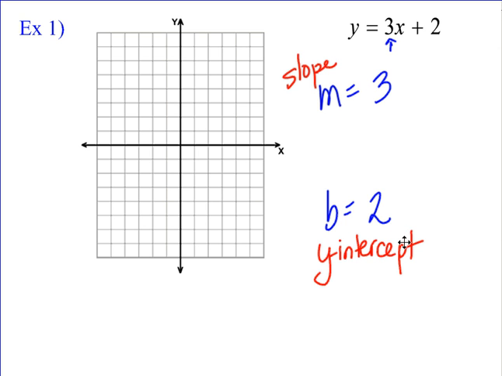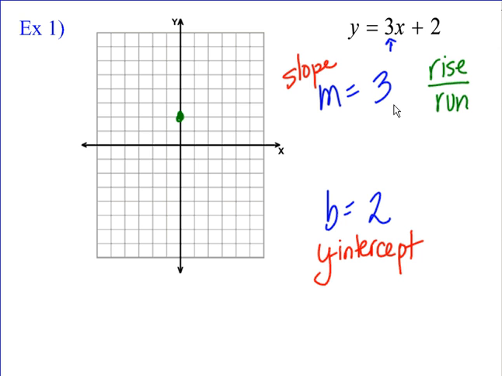And again, how do we graph with this? Well, we know that between the two, slope and y-intercept, the y-intercept is the one that is a point, and it's located where the graph crosses the y-axis. So we're going to go to positive 2, and we're going to put a point right there because that actually is a point.